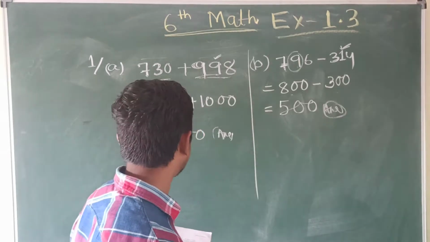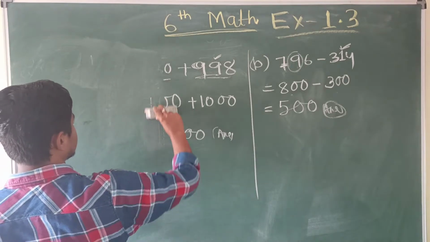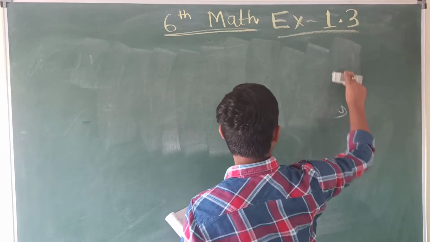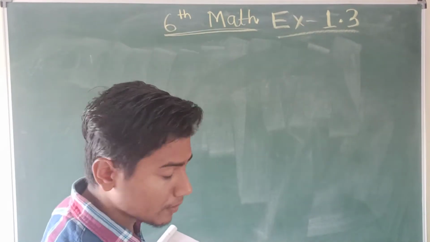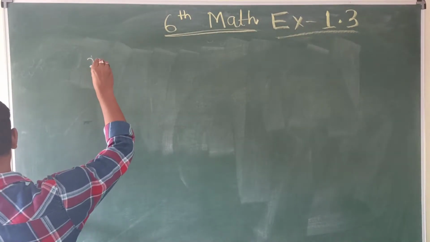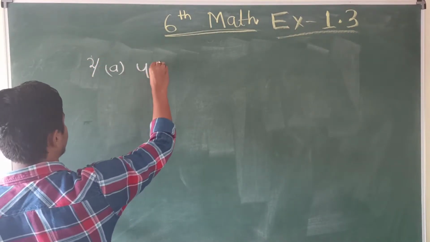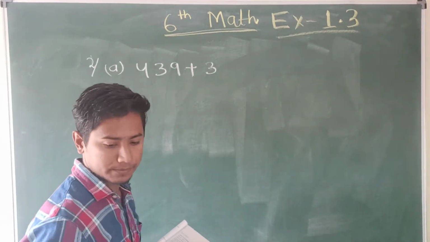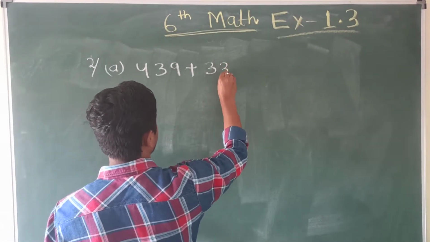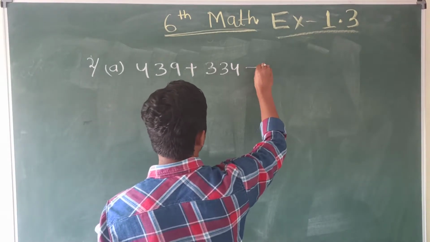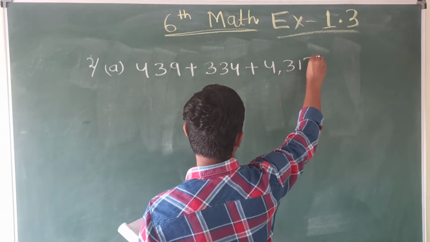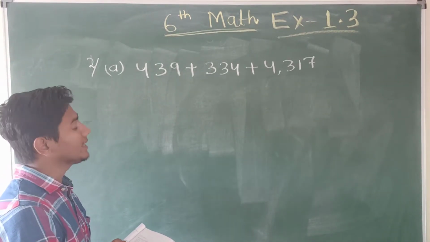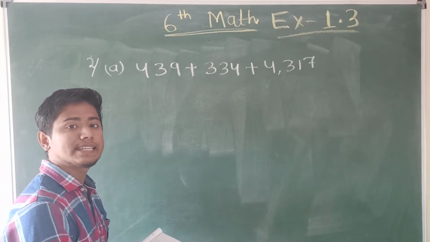So let's see question number 2. The first one I will solve. What is the first question? 439 plus 334 plus 4370. So first you have to find the sum by rounding the numbers to the nearest 100 place.